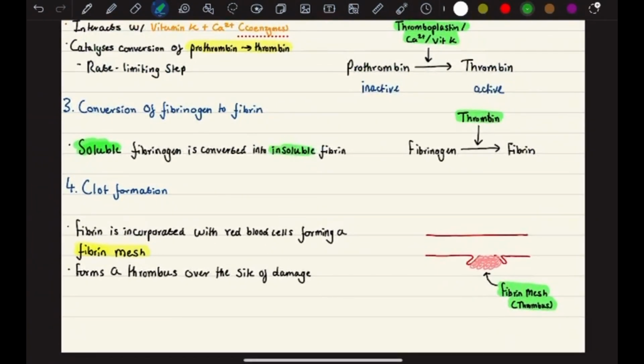Finally, we have the formation of the blood clot. So your fibrin incorporates itself with red blood cells. It mixes together and you form what you call a fibrin mesh. And that fibrin mesh is going to form a thrombus, a blood clot, above the site of damage.